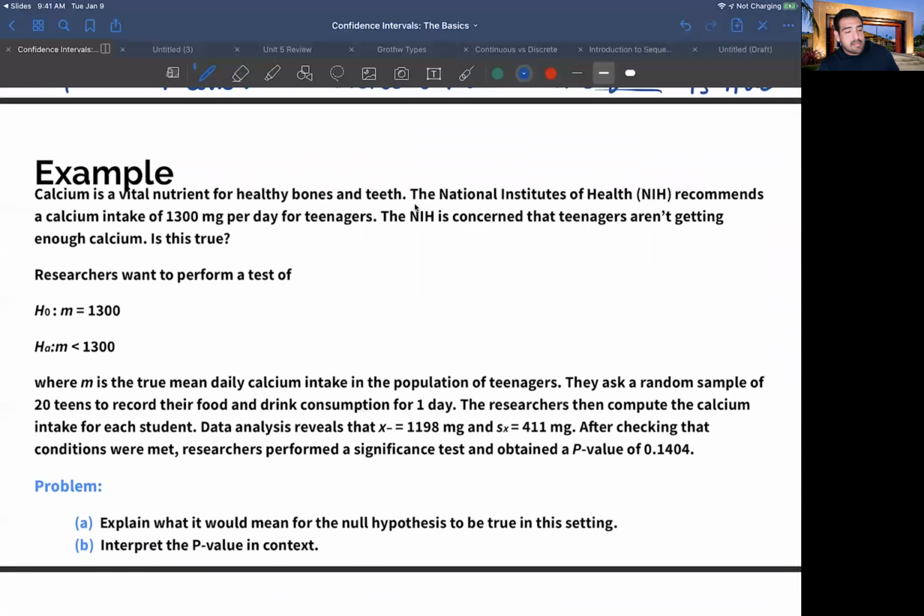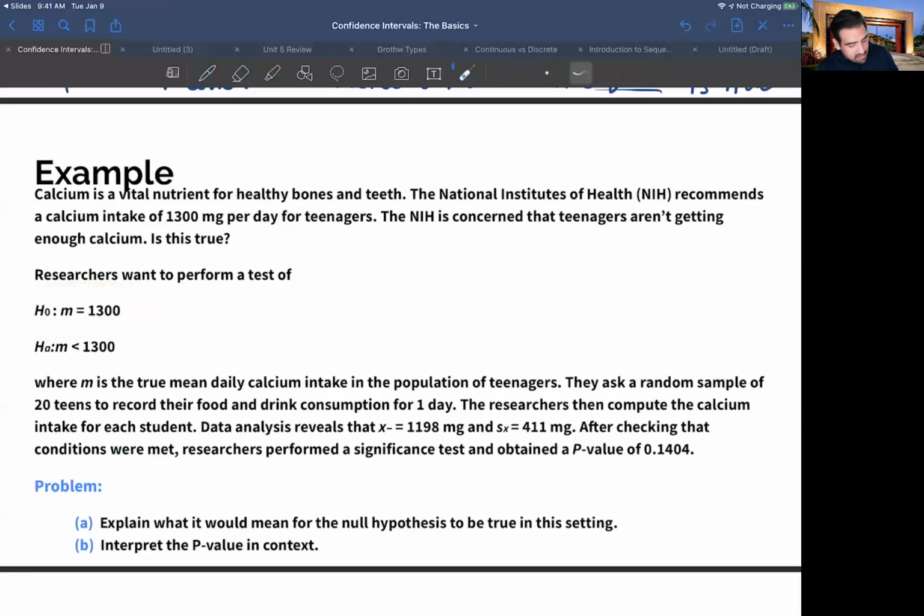So let's look at another example and see if we can interpret a p-value here. Calcium is a vital nutrient for healthy bones and teeth. The National Institutes of Health recommend a calcium intake of 1,300 milligrams per day for teenagers. The National Institute of Health is concerned that teenagers aren't getting enough calcium. Is this true? So researchers want to perform a test of the original claim. We need to make sure that they're getting 1,300 milligrams. That's where we get our null hypothesis based off of our claim.